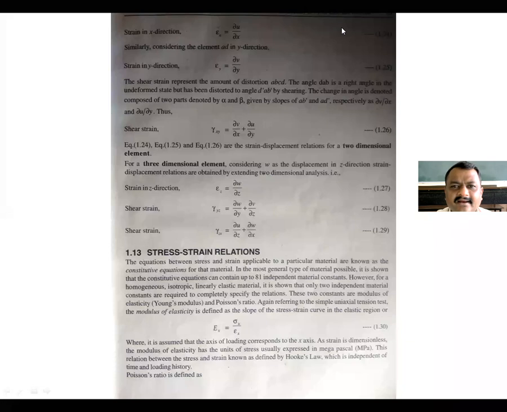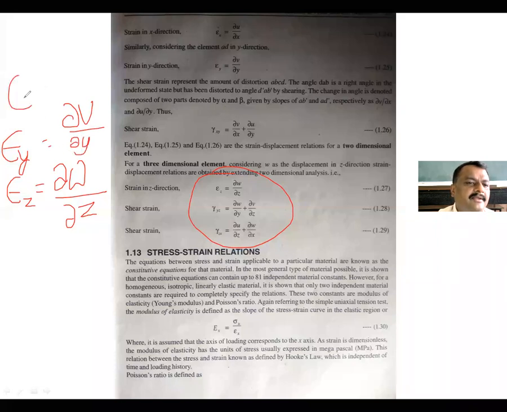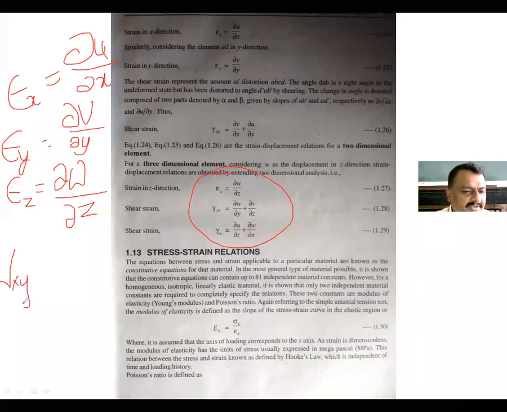Now, similarly, I can write for the remaining terms also. You just observe here. Epsilon z, I had written as dou w by dou z, because w is the displacement in the direction of z. Epsilon y, I can write similar to epsilon x, that is dou v by dou y, and epsilon x equal to dou u divided by dou x. Now gamma xy, just now I wrote what it is.